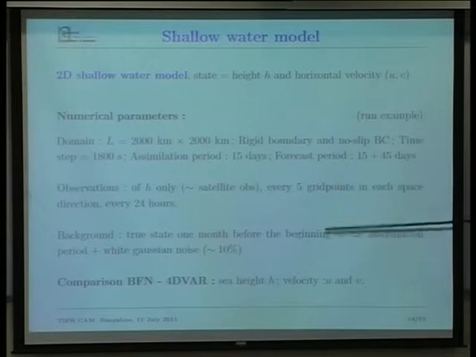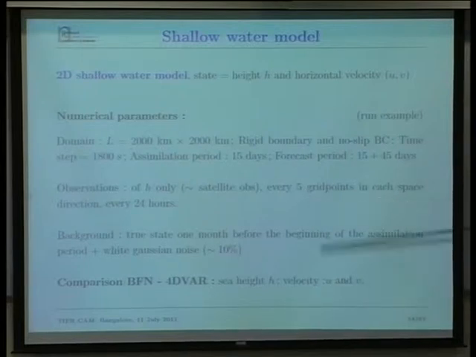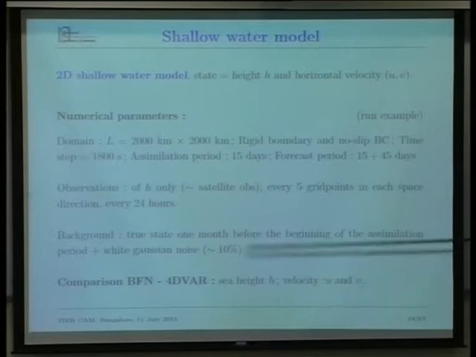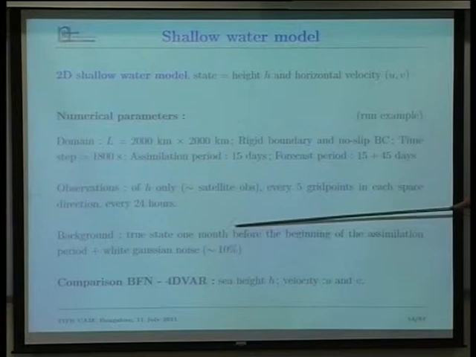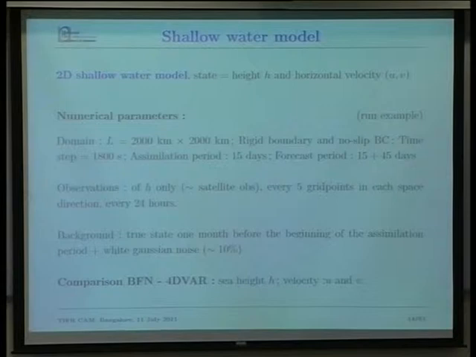So I used twin experiments. I generated the observations with this model, and I extracted observations on the SSH only, every 5 grid points in each direction, and every 24 hours. So trying to get some realistic amount of observations, and there is nothing on the velocity. And then I add some noise. For a background, I use the true state of the model, but 1 month before the beginning of the assimilation window. I add also some noise.